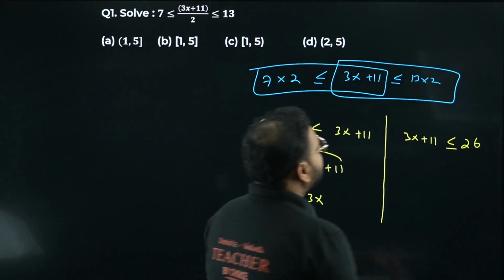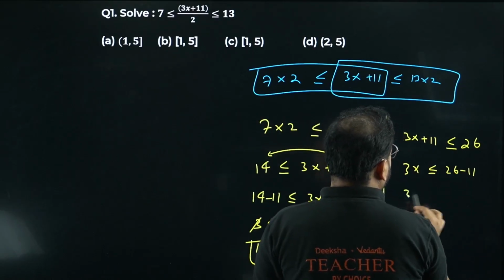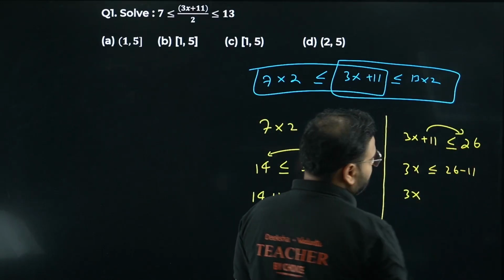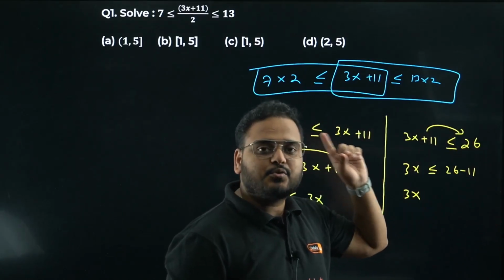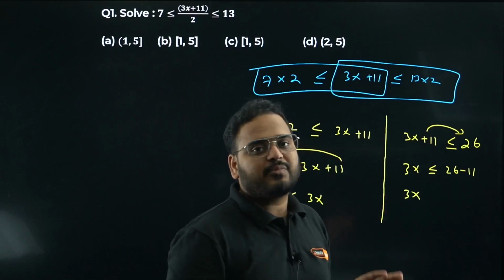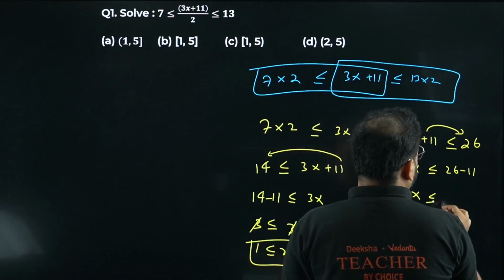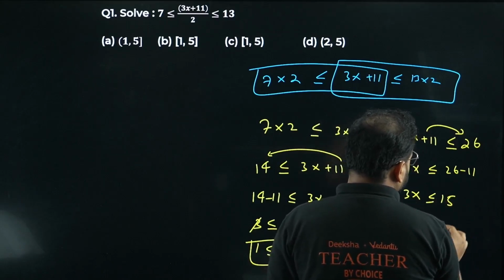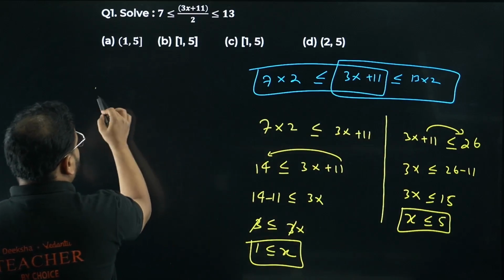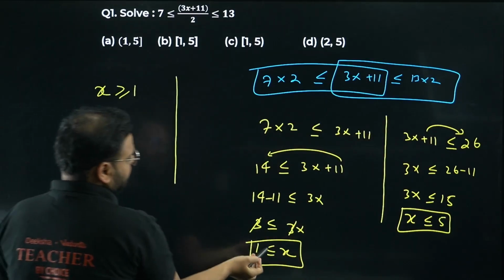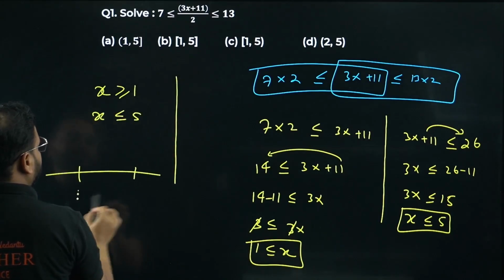What about this side? I can write here 3x is less than 26 minus 11, so moving 11 to this side, or basically subtracting 11 on both sides. Remember the first rule: I can add or subtract the same thing on both sides without changing the inequality. So I get 15, and x is less than 5. Greater than or equal to 1 and less than 5. Please check. Plot the number line: 1 here, 5 here.